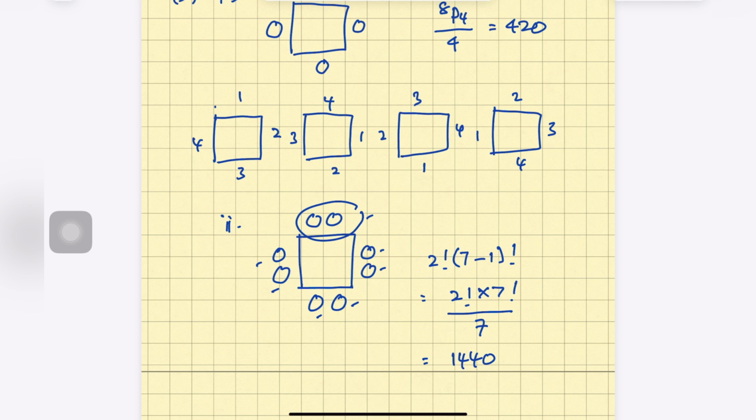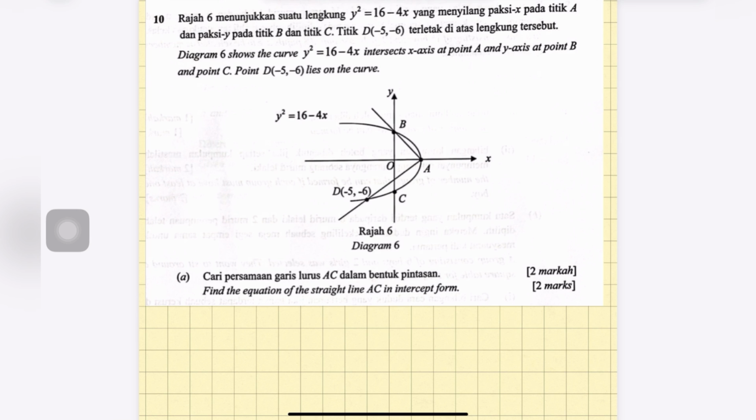So this one equals 1440 ways. Then, Diagram 6 shows the curve y squared equals 16 minus 4x intersects the x-axis at point A and the y-axis at point B and point C. Point D (-5, -6) lies on the curve. A, find the equation of the straight line AC in intercept form.